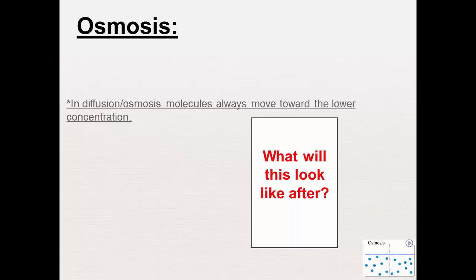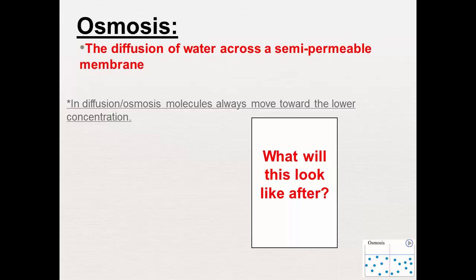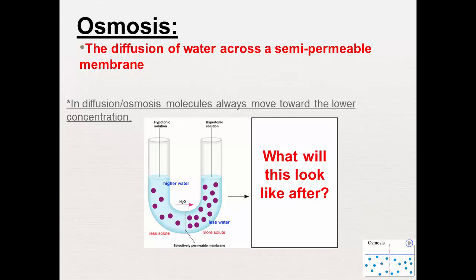A special type of diffusion is called osmosis. Osmosis is when it's water that is moving. When water goes from a higher to a lower concentration through a membrane, we call that osmosis. So let's look at an example.